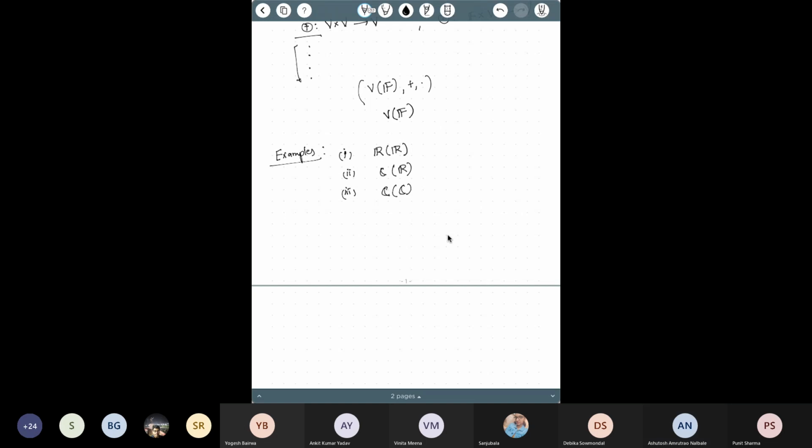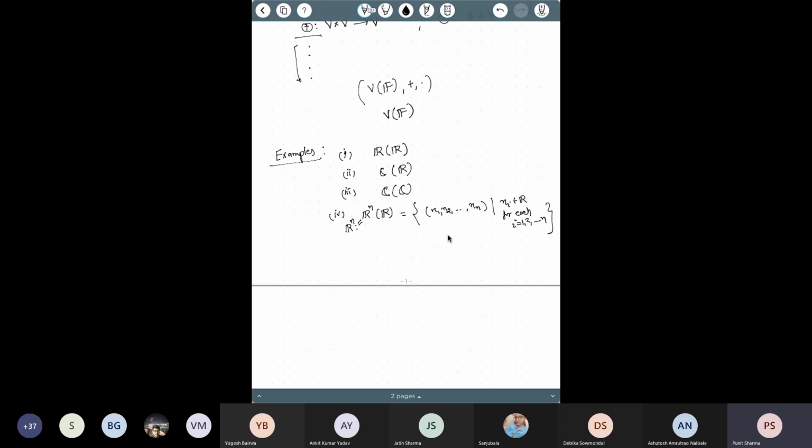Rn over R. Just to fix the notation, for this I will simply write Rn. Whenever I write Rn, it means Rn over R. And what is it? It is a collection of all n-tuples of the form (x1, ..., xn), where these xi's belong to R for each i equal to 1 to n.